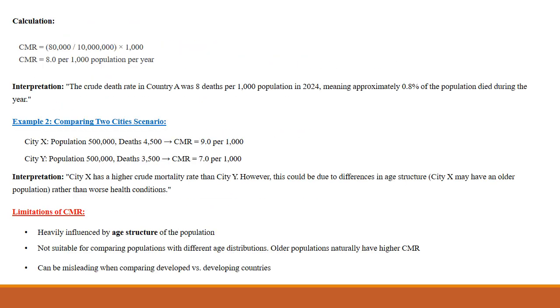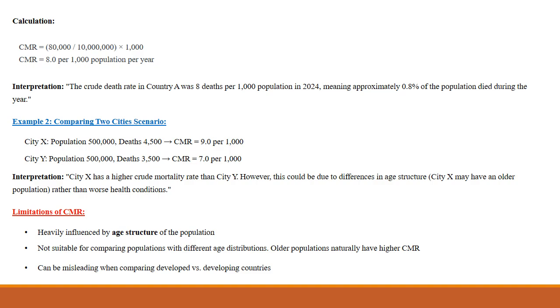CMR, the crude mortality rate, will be 8 per 1000 population per year. Example number 2, comparing two city scenarios. In city X, the population is 500,000 and deaths are 4,500, so our CMR will be 9 per 1000. In a similar way, for city Y, the CMR will be 7 per 1000.